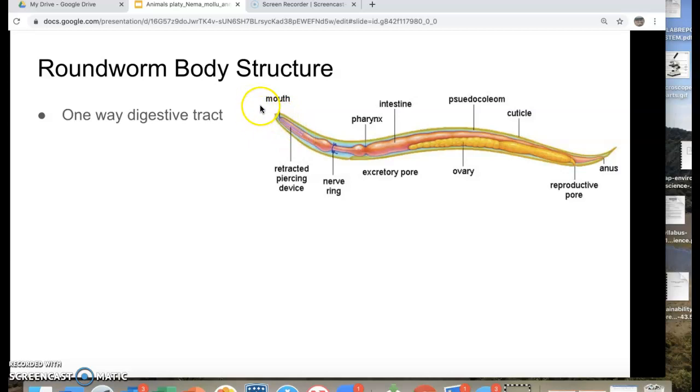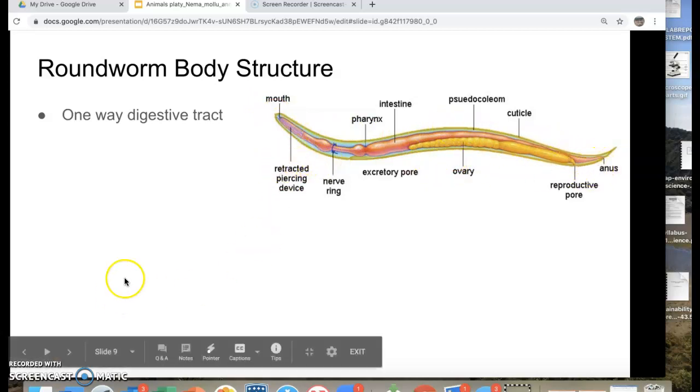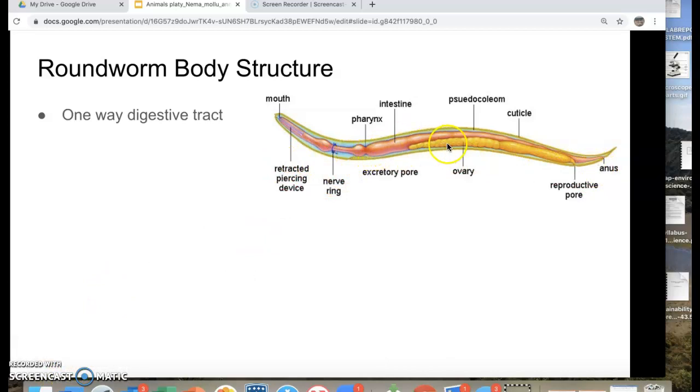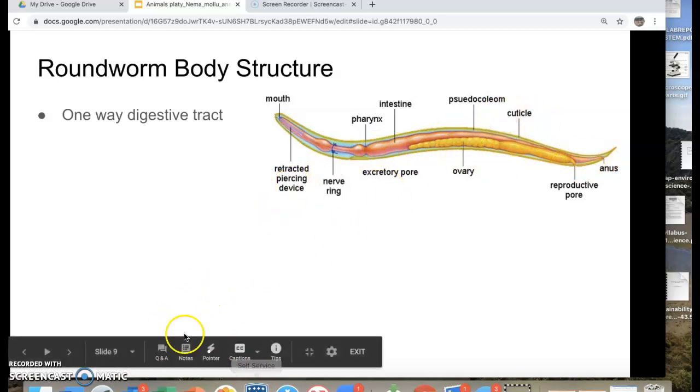And so remember, for example, for the cnidarians and the flatworms, that there's only one opening. The flatworm had a mouth here, and everything came in and out of the mouth or through the cells. Well, this roundworm is more complex. As you notice, it has a few more organs. It has a pharynx. It has actually an intestine. And it has the ovaries and the reproductive pores here in between the pseudocoelom.